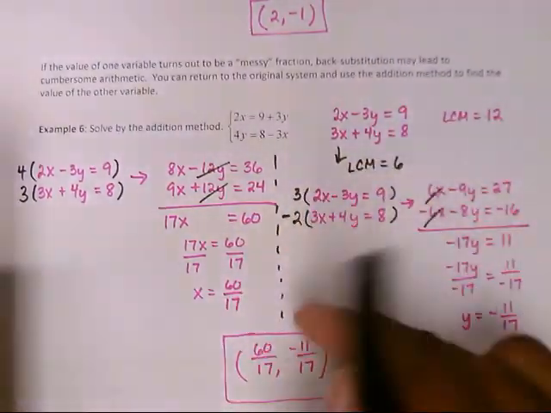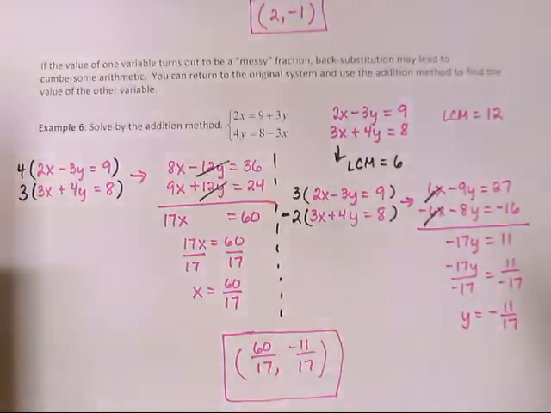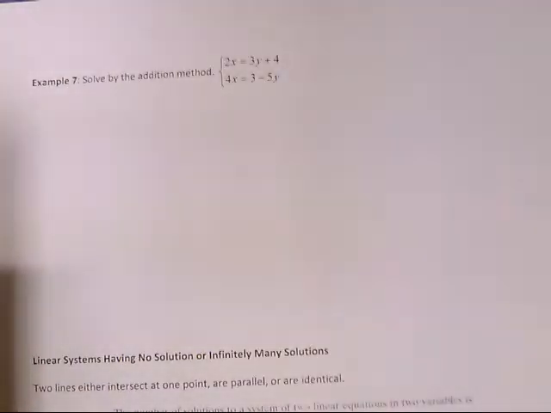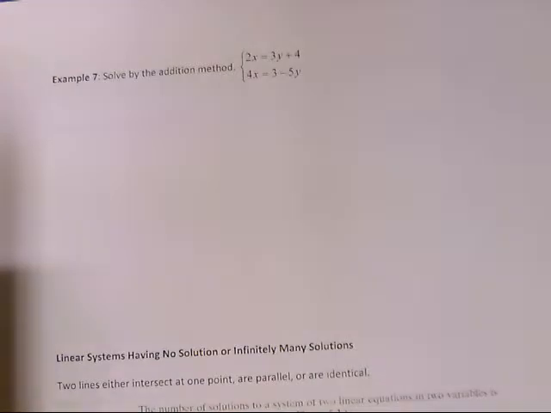And this dotted line is just separating this part from this part right here. Okay. Alright, next we'll look at another example. 2x is equal to 3y plus 4, and 4x is equal to 3y minus 3 minus 5y. In this case here, we want to solve by the addition method.